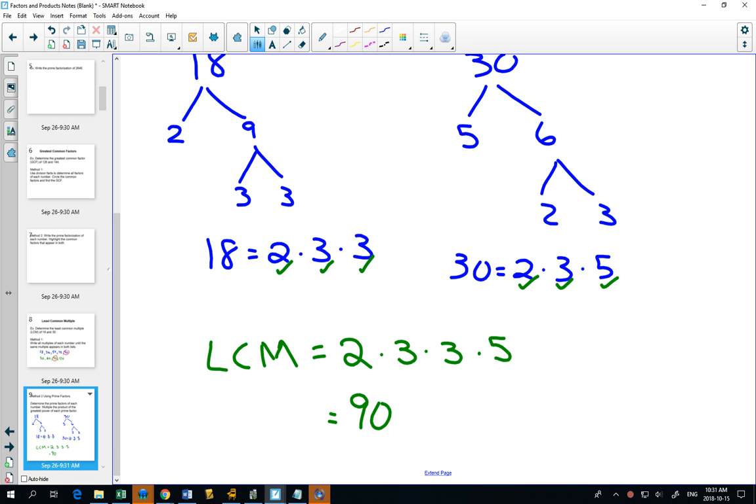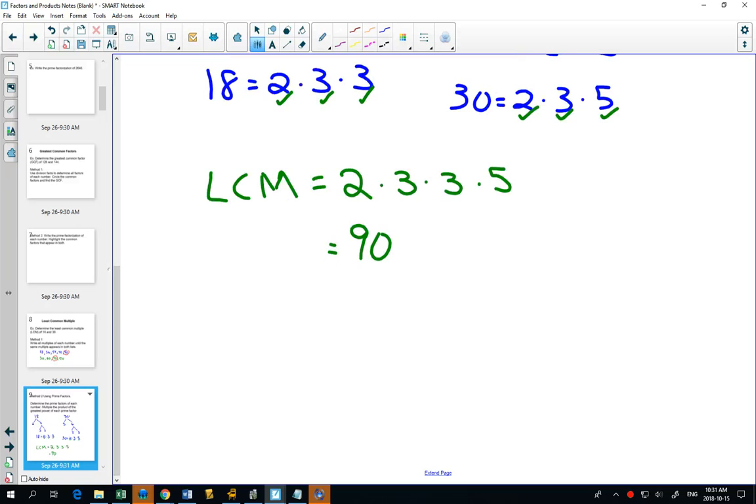So we can either list all of our multiples until we get one that's the same, or we can find out the least common multiple using prime factors. One obvious place where you've used this before, okay? Because you have used least common multiple lots.